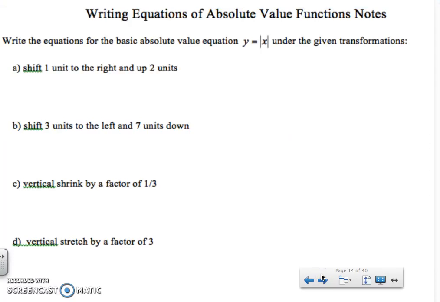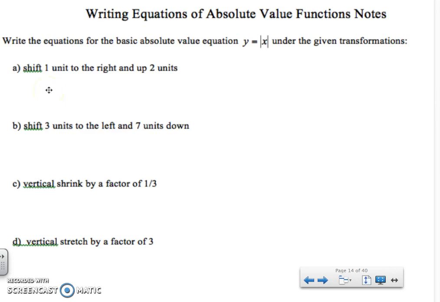All right, so we learned how to graph absolute value functions, but now we're going to learn how to write equations given words and given a graph. So know the equation of absolute value is y equals absolute value of x, and so we're going to see how we are changing our equations.